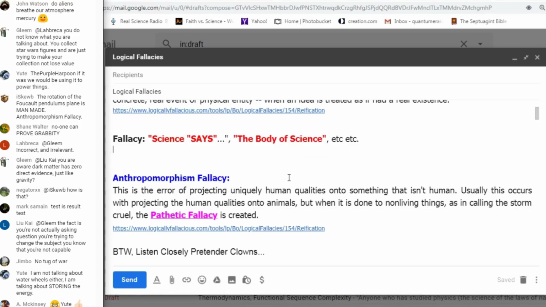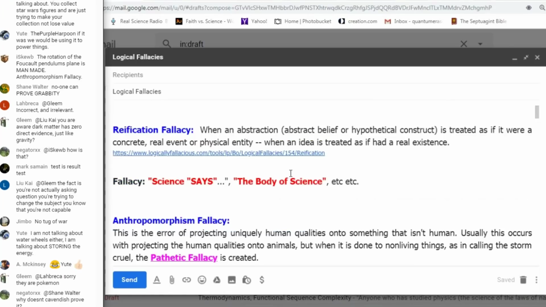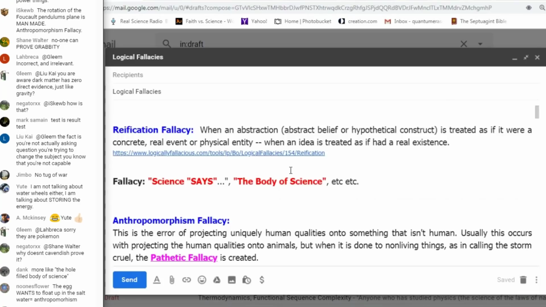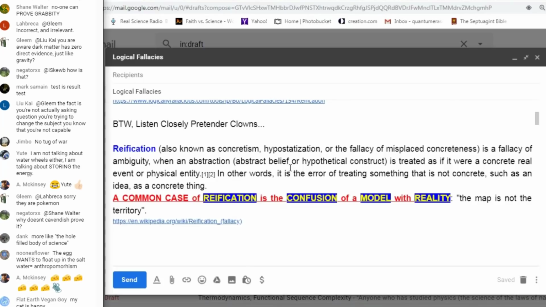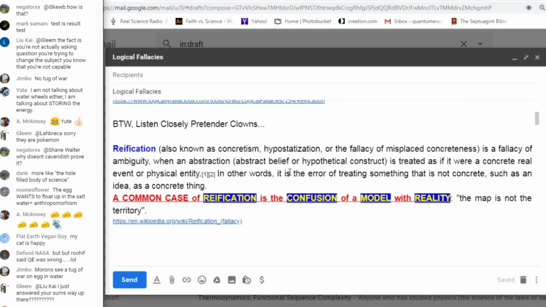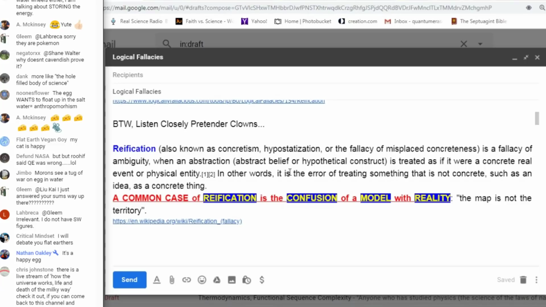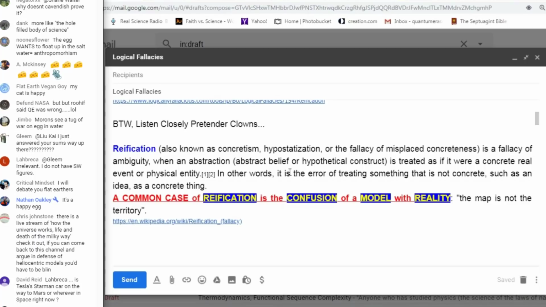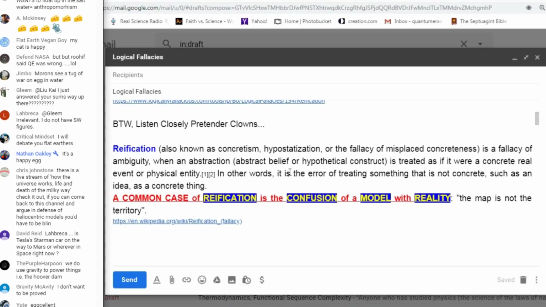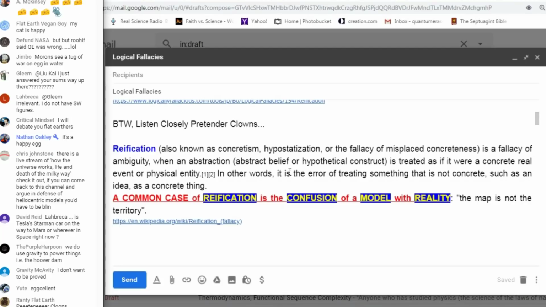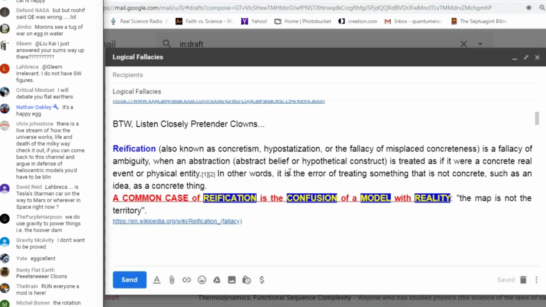Right? Now, back to the story where I said I had to do a little bit more research on this. And I said, you know what? Let's go to the bastard's alma mater and let's look up reification fallacy, right? And guess what it gave me? Here it is. So listen closely, pretender clowns. Reification, also known as concretism, hypostatization, or the fallacy of misplaced concreteness, is a fallacy of ambiguity when an abstraction, that is, an abstract belief or hypothetical construct, is treated as if it were a concrete real event or a physical entity. In other words, it is the error of treating something that is not concrete, such as an idea, as a concrete thing. Are you listening?